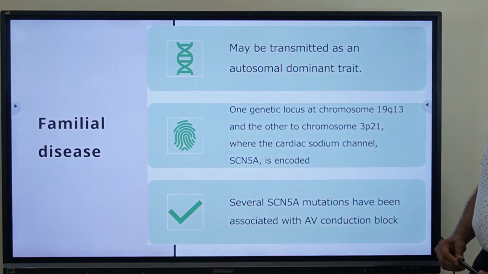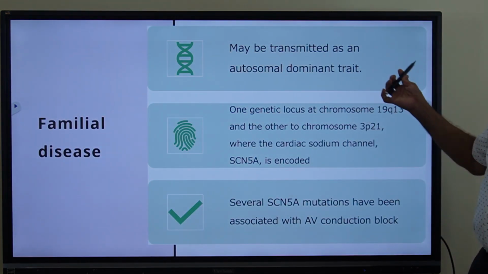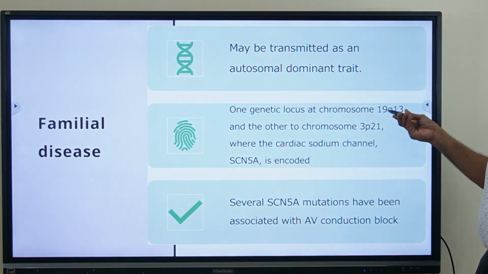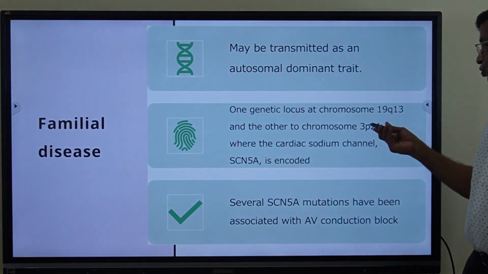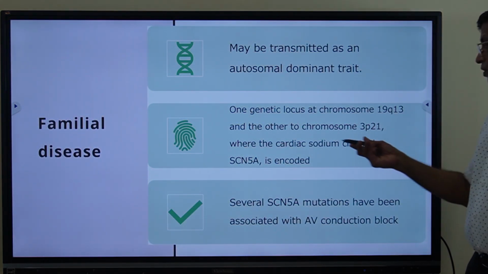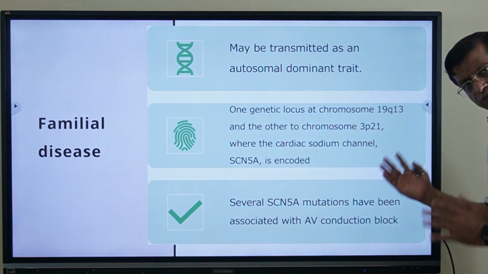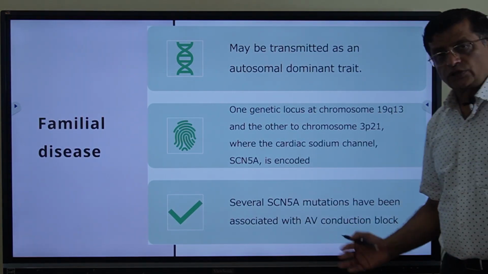Lastly, it could be familial. Many may be transmitted as autosomal dominant. The genetic loci are at chromosome 19q13 and chromosome 3p21, where the cardiac sodium channel SCN5A is encoded. So various mutations of this sodium channel can cause AV blocks.